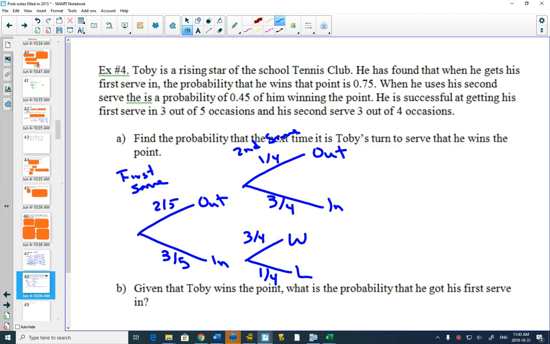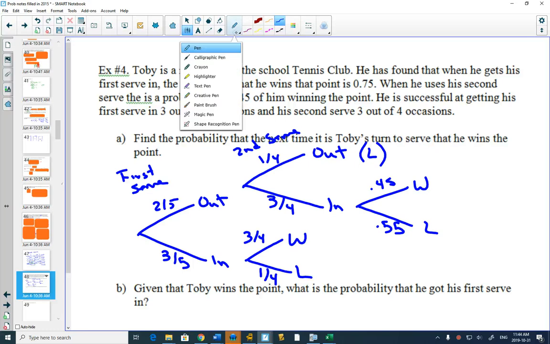What happens if he serves his second serve out? He loses. Right? 2 serves out, he loses. If he serves it in, he still has a chance to win or lose. Chances of winning now are 45% and a 55% chance of losing. So we have to take the situation and figure out a tree diagram. Find the probability that the next time it's Toby's turn to serve that he wins.